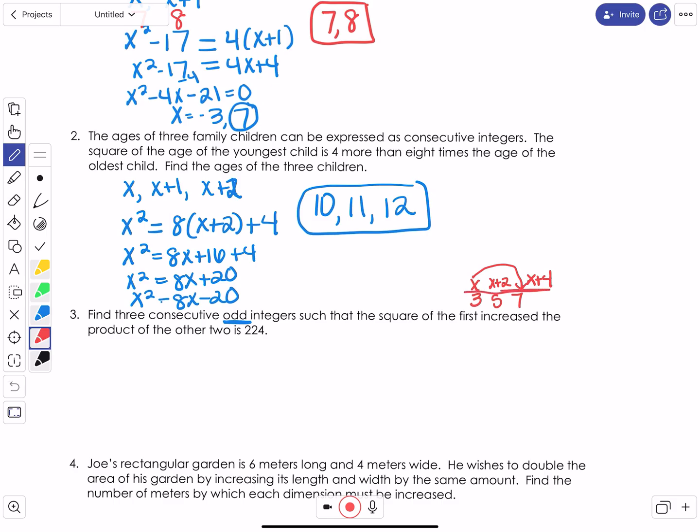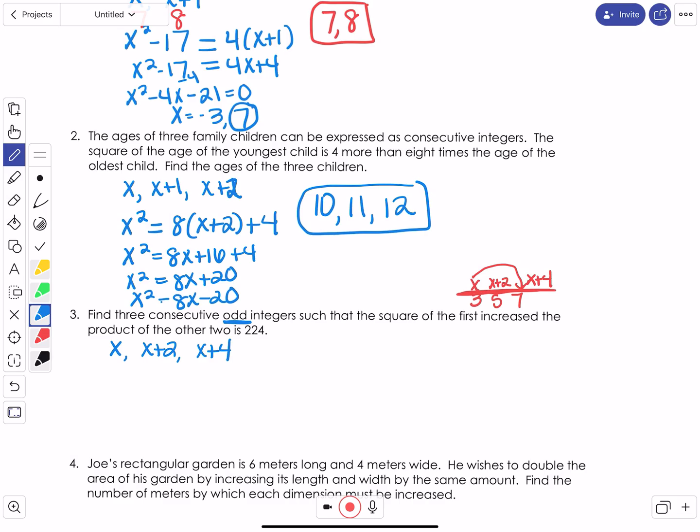So this is what you're going to be doing. These are the things that you're going to be using here to set up your problem. Now, we don't know what they are. I just made up 3 odd numbers, but that's what you're going to be using to set up your problem, okay? So we got x, x plus 2, x plus 4.